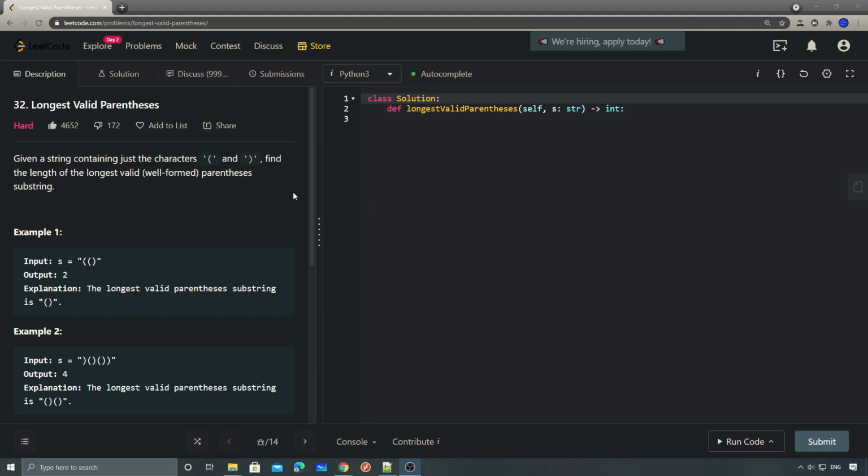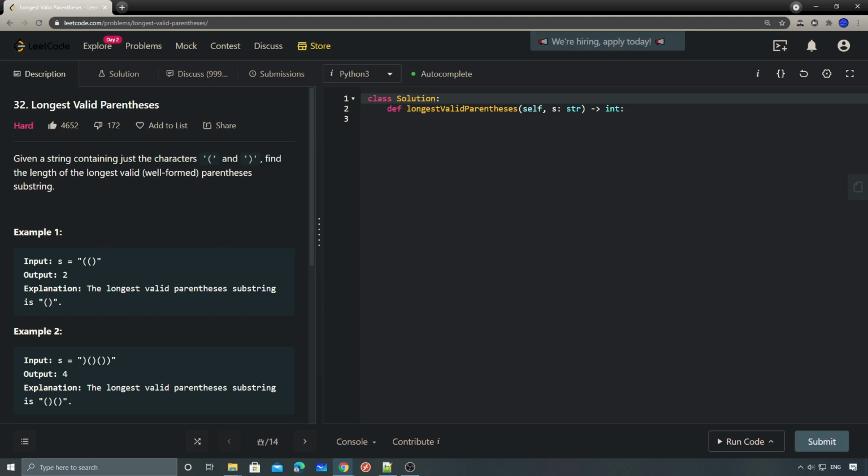So today's daily challenge problem is number 32, longest valid parentheses. It's a very straightforward problem, but it has several solutions. Basically you're given a string containing only the left and right parentheses, and you need to find the length of the longest valid parentheses substring.